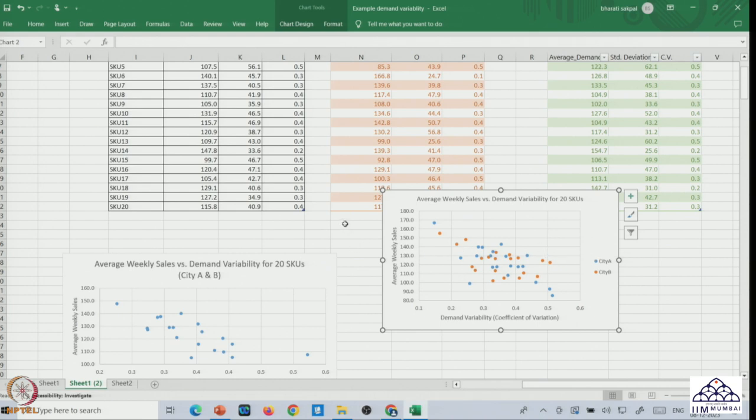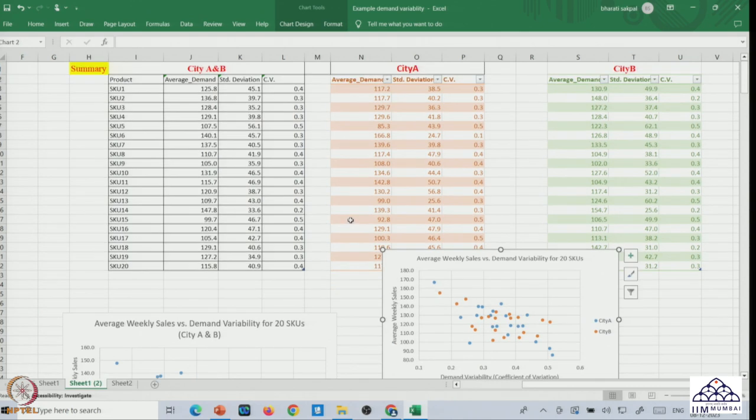Now going forward, the supply chain manager wants to decide about the distribution policy for these SKUs, and he has decided to make a distribution center which is going to serve the requirements of city A and city B respectively. Now what is the role of this distribution center, and how can the inventory be managed for the products which we have segmented based on demand variability, and what type of supply chain can be suggested? So let us see how we can use this data to decide on this part.